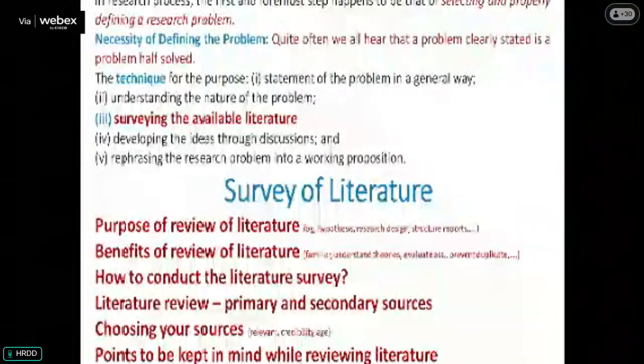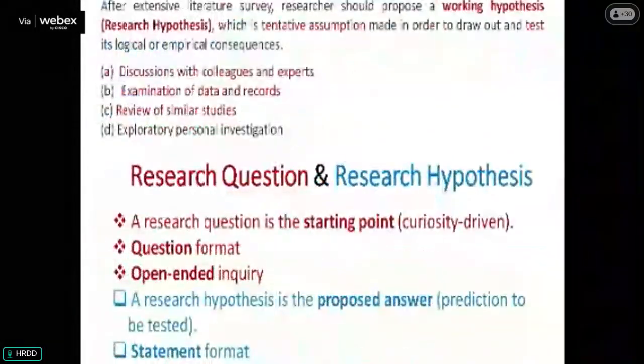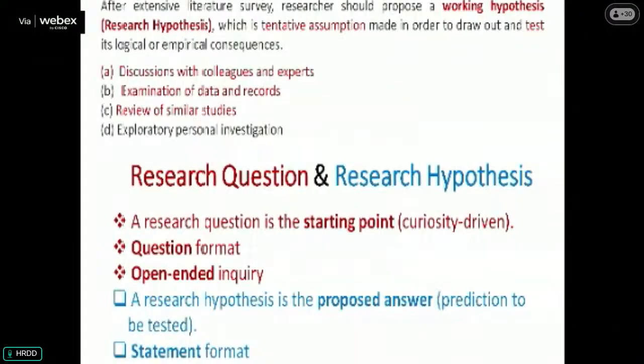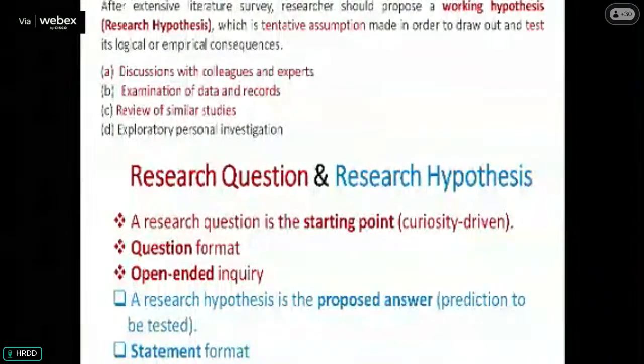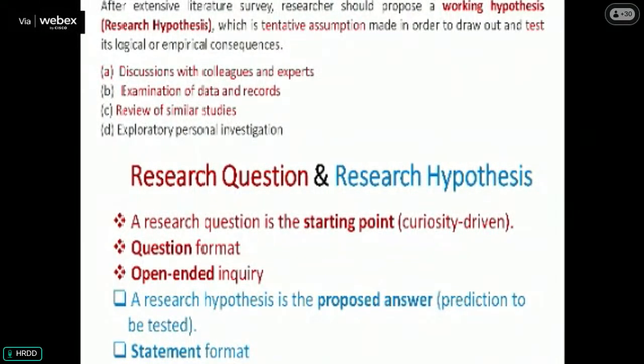We did study how to write a literature review, and then we proposed a working hypothesis. That is already done. We have defined our problem. We have done a literature review. We already proposed a working hypothesis.